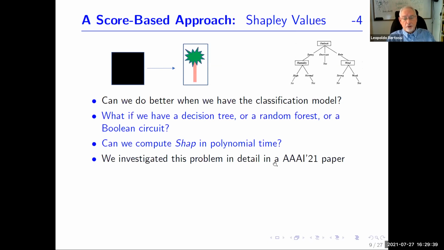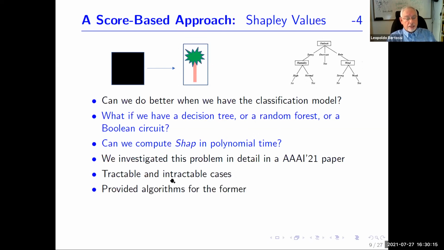We investigated this problem in detail in a RelationalAI 21 paper with Marcelo Arenas, Pablo Barceló, and Miquel Monet. We gave a positive answer for decision trees, random forests, and some classes of Boolean circuits that include decision trees, for example. It was an open problem. The conjecture was that it was possible to do that in polynomial time, but there was no real detailed proof of that. So in some cases, the computation is tractable, and in other cases it's intractable.